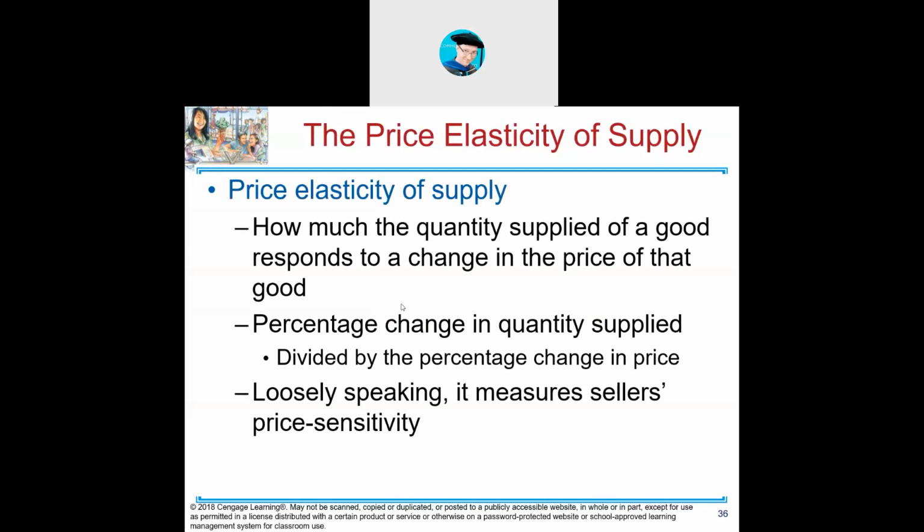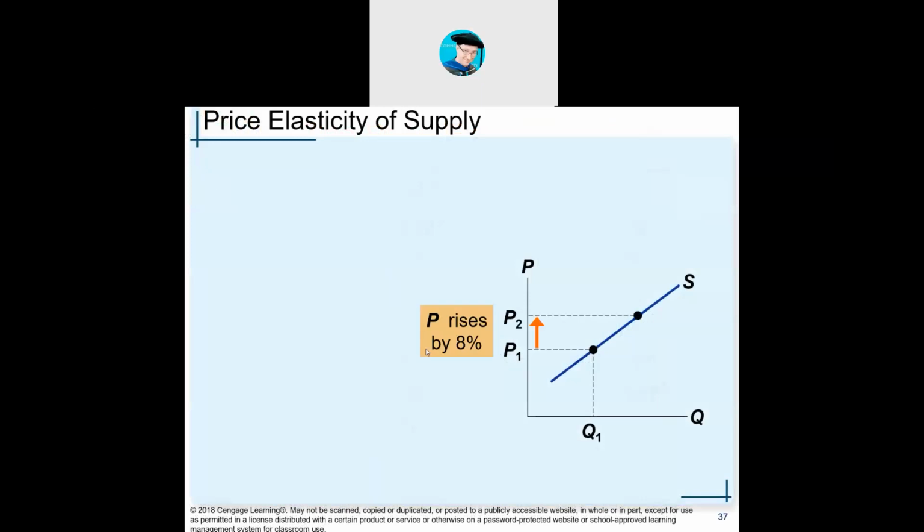The price elasticity of supply. So we talked about price elasticity of demand. Now, of course, we got to talk about supply. Can't talk about demand without supply. Price elasticity of supply represents the quantity supplied as a response to the change in the price. So the percent change in the quantity supplied is divided by the percent change in price. This gives us elasticity of supply.